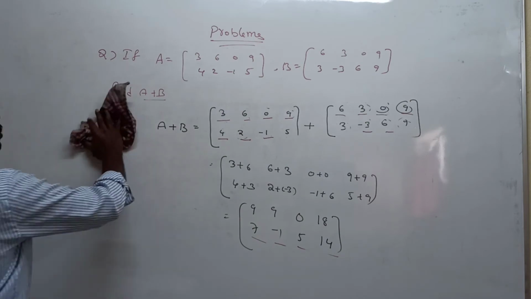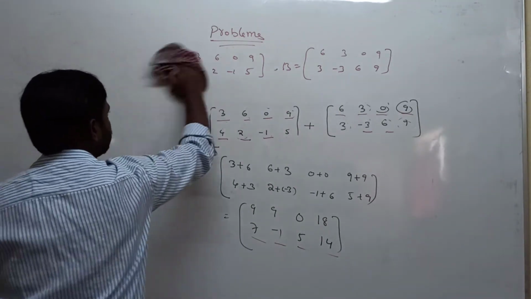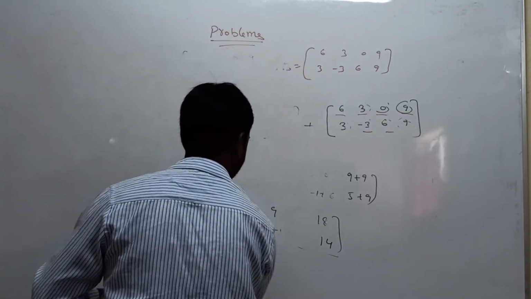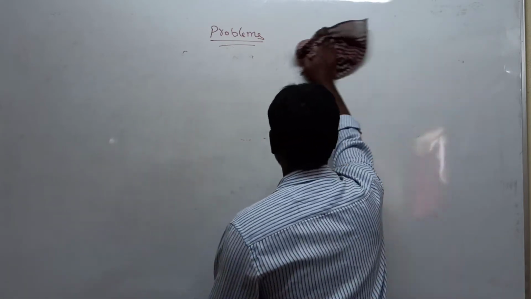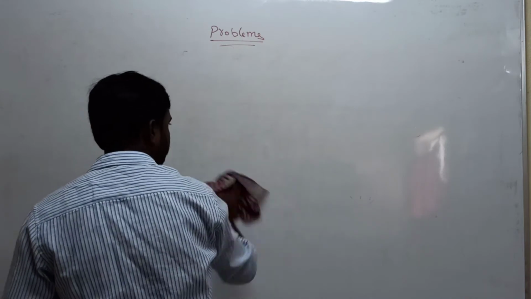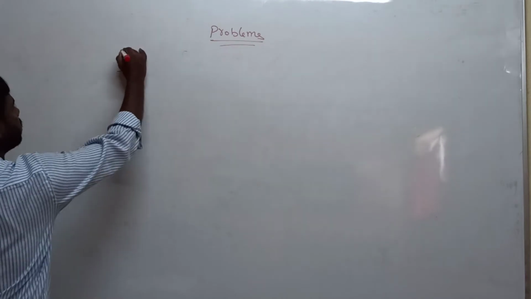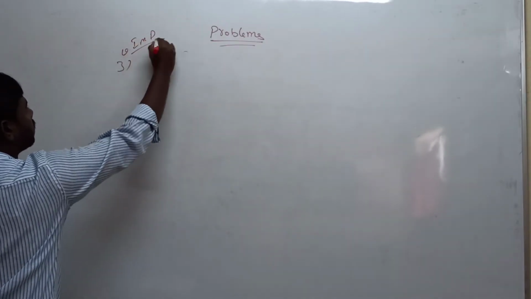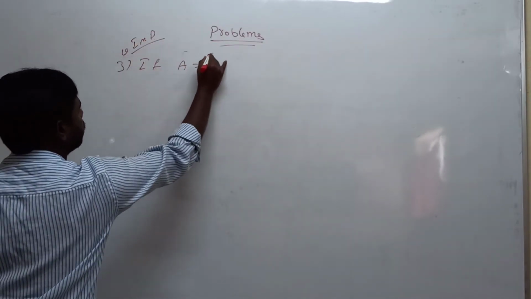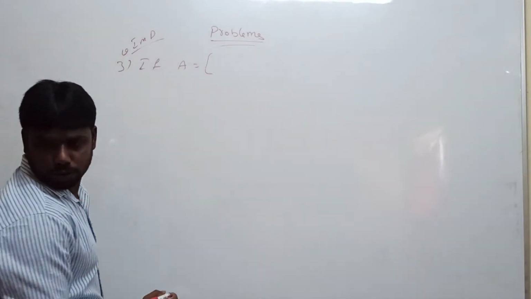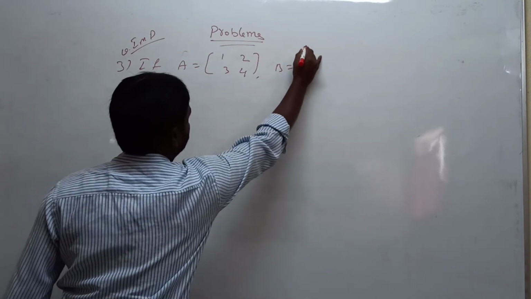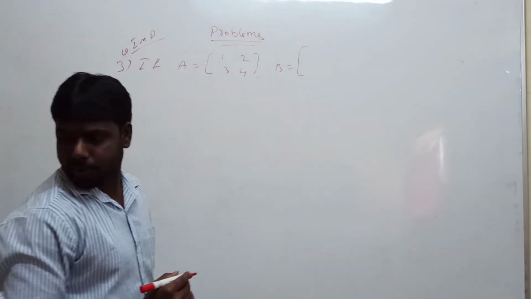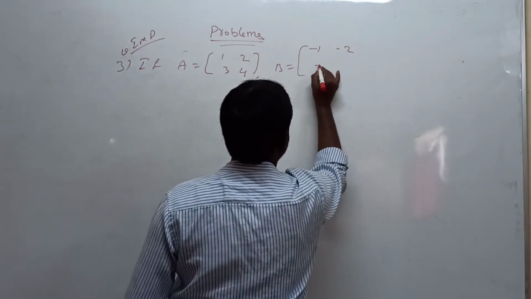Next, the third question. A very important third question, a 6 marks question. Only 2 steps, like subtracting two matrices. Sometimes they ask this question for 2 marks, sometimes for 6 marks. Very important. A is equal to [1, 2; 3, 4], and B is equal to [-1, -2; -3, 4].